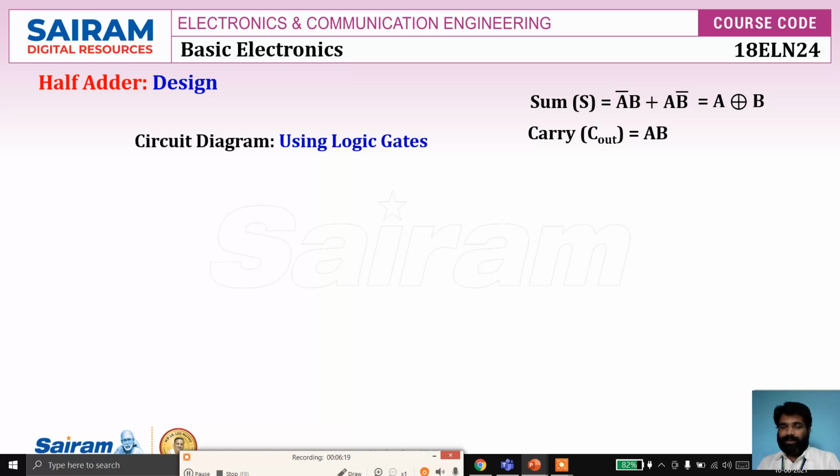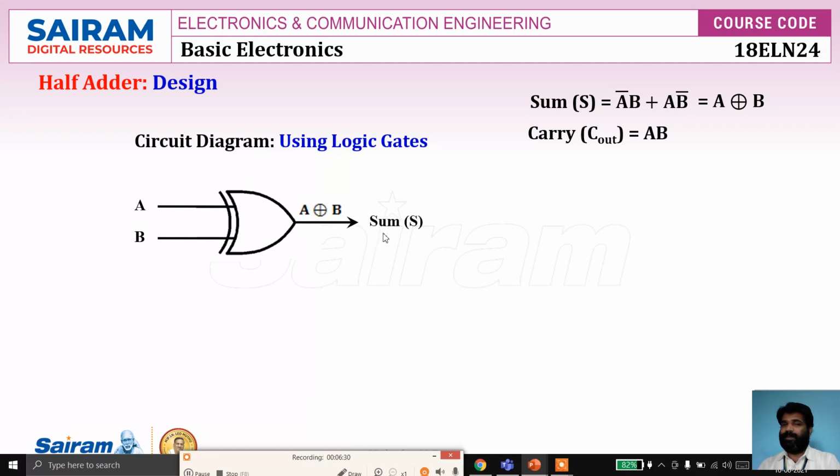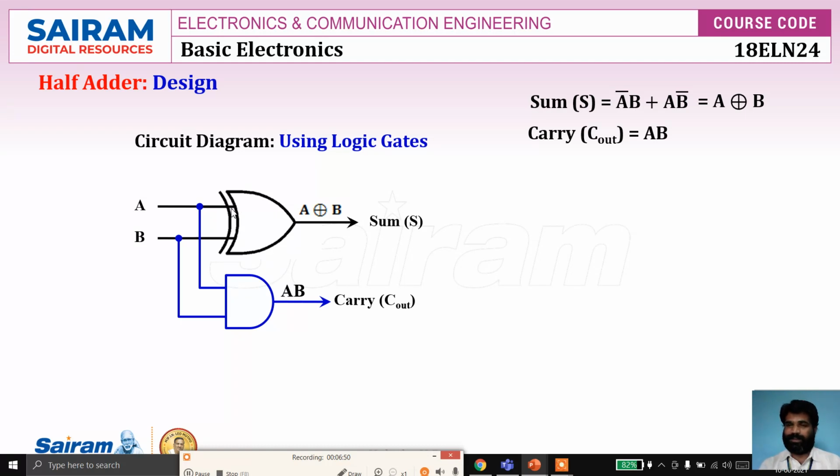So for the first expression, simple, we use one XOR gate. One input is A and the other input is B. So its output is A XOR B, that is the sum. And to implement the second expression, this is a product term, no? The AND gate implements the product. So we consider one AND gate. Inputs are A and B, and its output is AB. So it gives the carry.